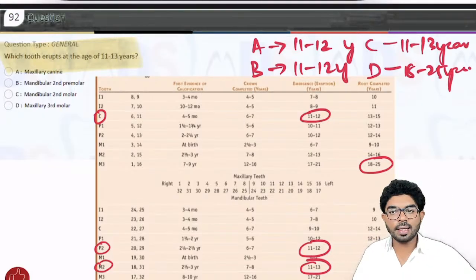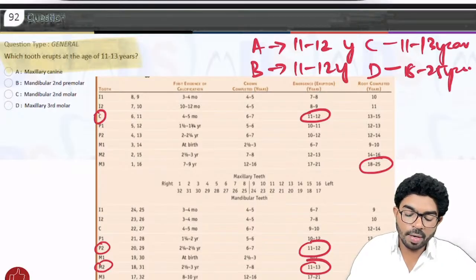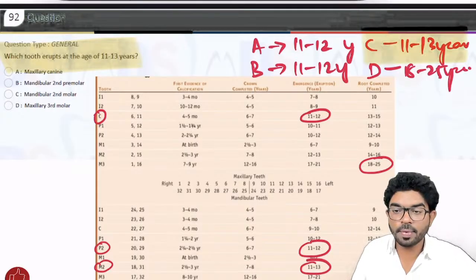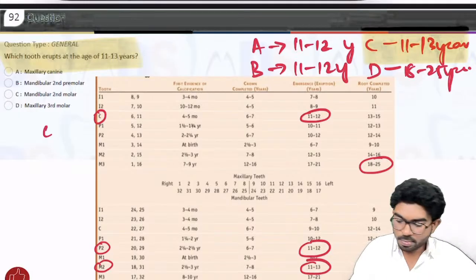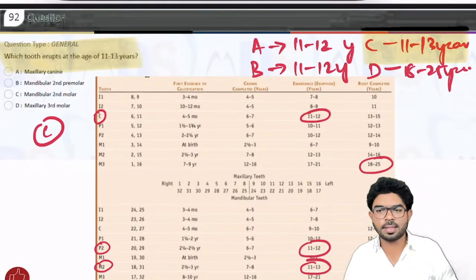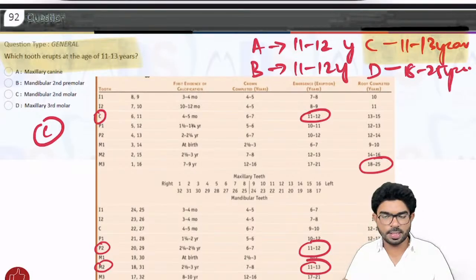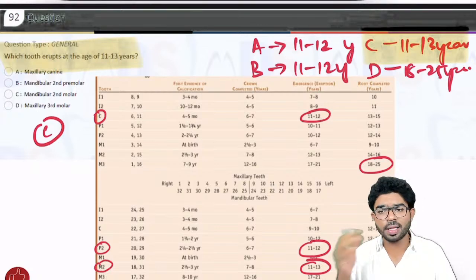Now the answer is to identify which is 11 to 12 years. What is 11 to 12 years? 11 to 12 years is option C. So guys, the main motto is, whenever you make mistakes, it is okay. You make mistakes here, not in the final exam.